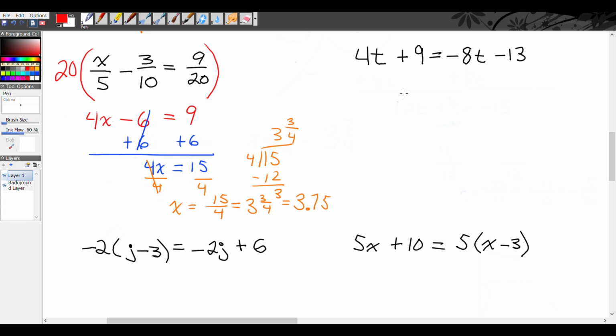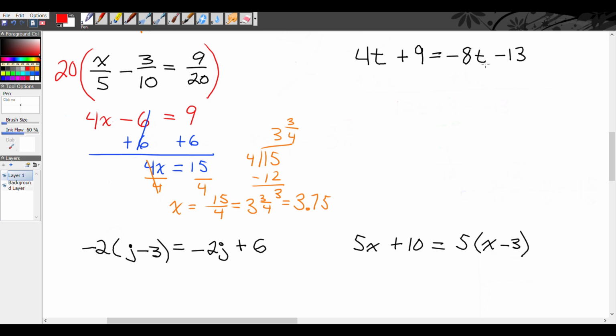So some students might get confused and go immediately to the 4 and say, well, 4 is less than 8. But take a close look. This is not an 8, it's a negative 8t. So negative 8 is less than positive 4. All negatives are less than any positive. So we're going to go ahead and eliminate negative 8t.